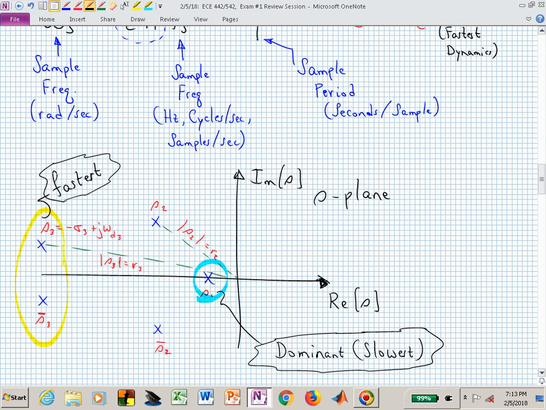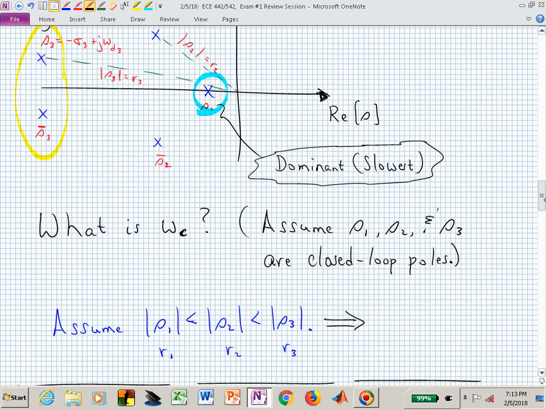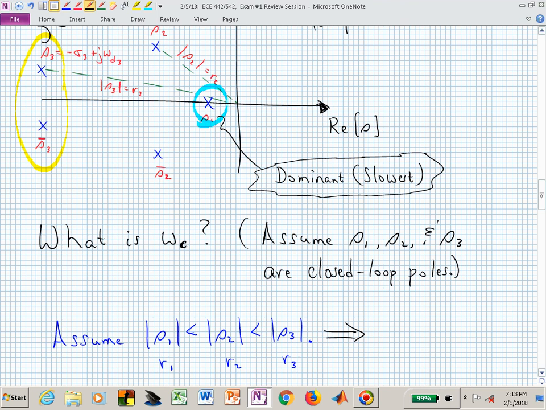Is that clear? Here I've tried to actually sketch it so that you can visually see that the magnitude of S sub 1 is bigger than the magnitude of S sub 2, and that's bigger than the magnitude of S sub 1. And if that's the case, then what do we use for omega sub c?